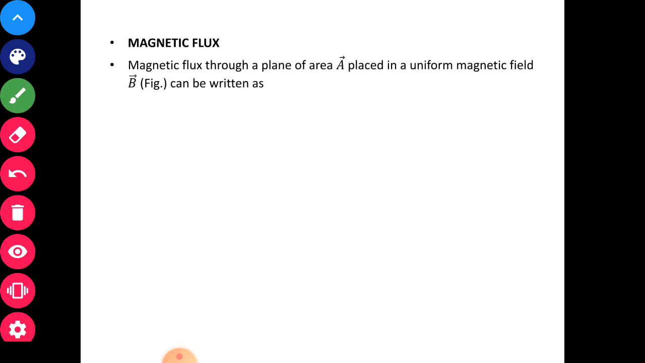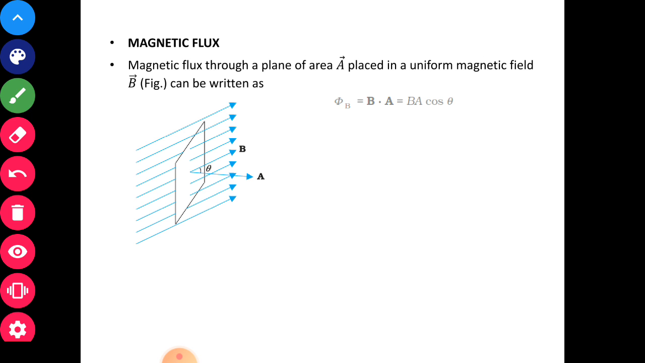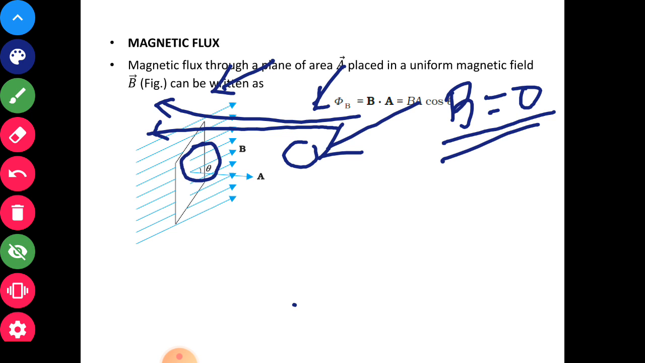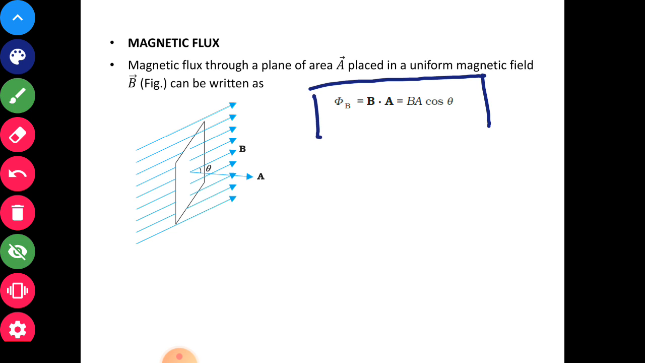Magnetic flux through the plane area A placed in a uniform magnetic field B is given by phi B, that is magnetic flux, defined as B dot A. Both are vectors, B and A, so it is BA cos theta.